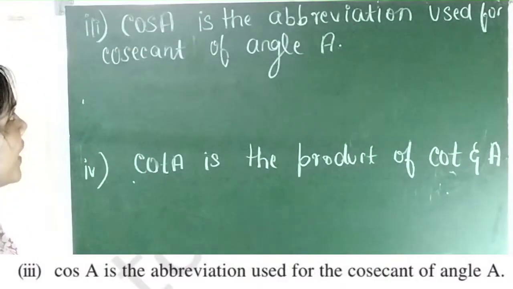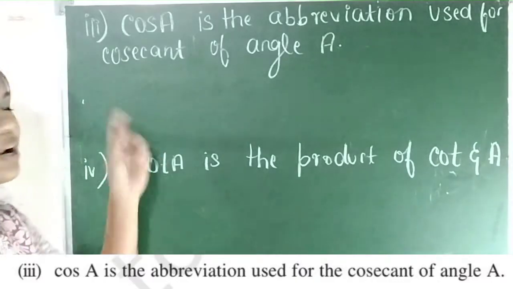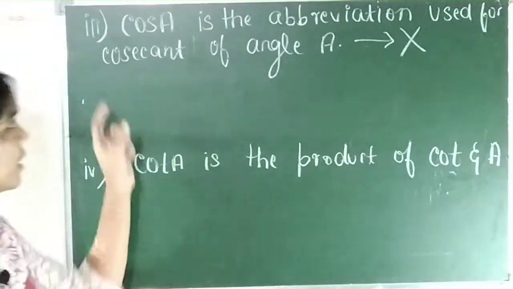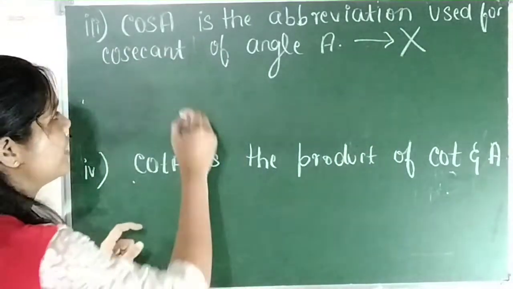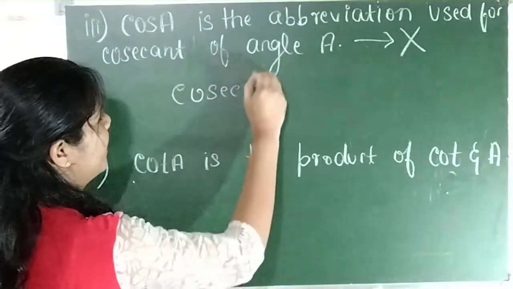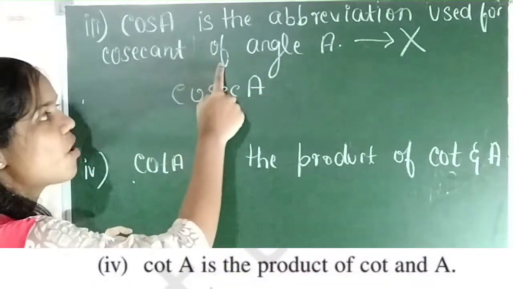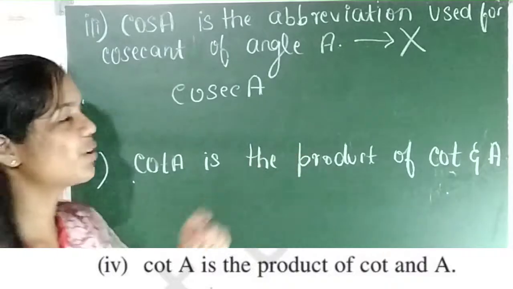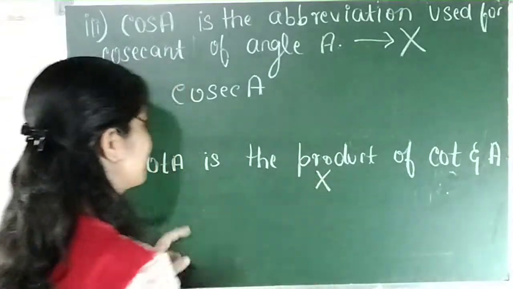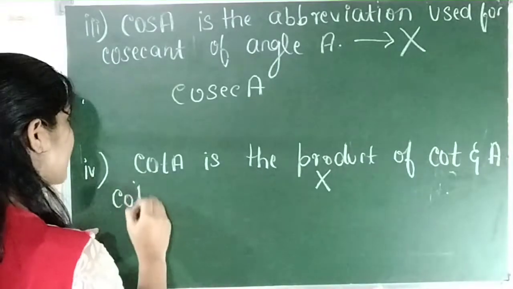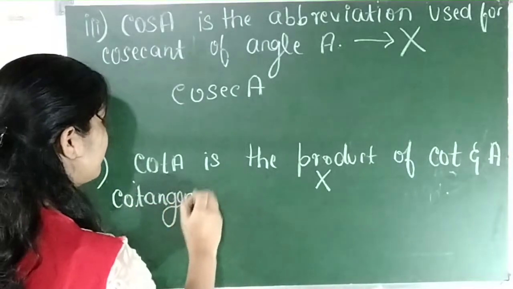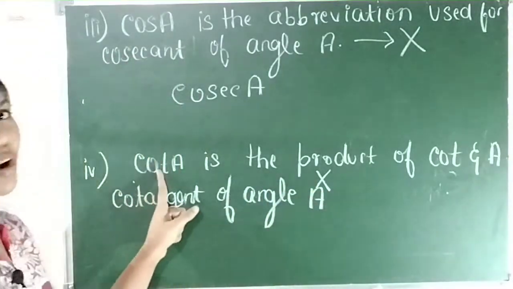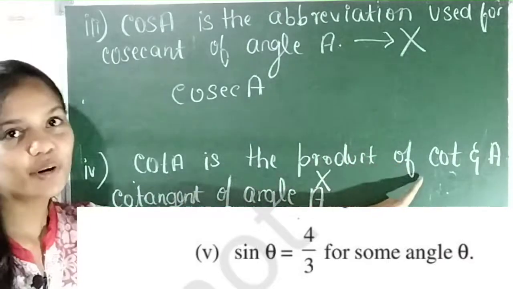So third sub question is cos A is the abbreviation used for cosecant of angle of A. No, this statement is false. The abbreviation used for cosecant of angle of A is cosec A. Cosec A is nothing but cosecant of angle A. Now fourth question, cot A is the product of cot and A. No, this is also false. Cot A is nothing but cotangent of angle of A. So the meaning of cot A is cotangent of angle A and it is not the product of cot and A.